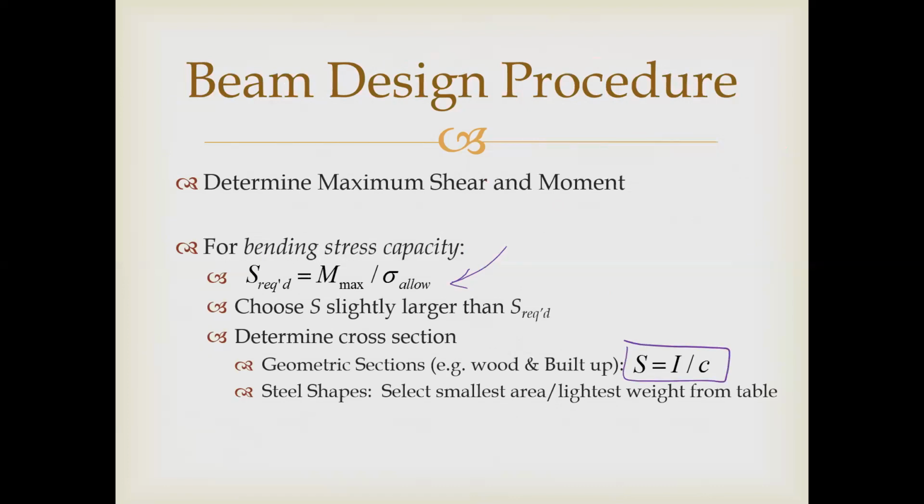Or if you're dealing with, say, a steel shape, there are tabulated values for S, which actually is true of rectangular wood shapes as well. But there are tabulated values for all the steel shapes that tell you directly what the S value is. And then typically you pick the one that has the lightest weight. So once you know that it has sufficient strength, you then want to pick the lightest weight because weight equals money.